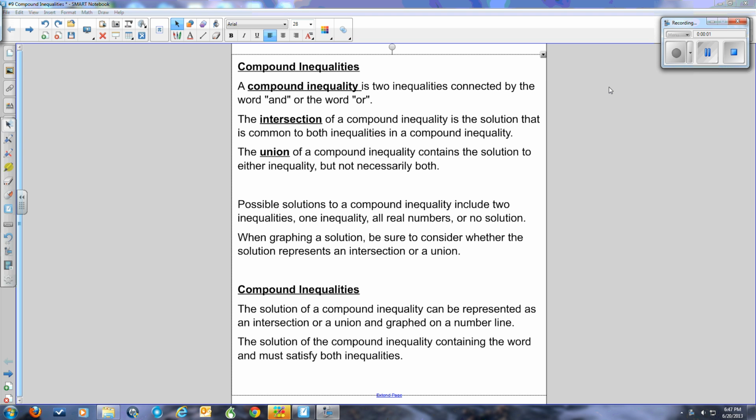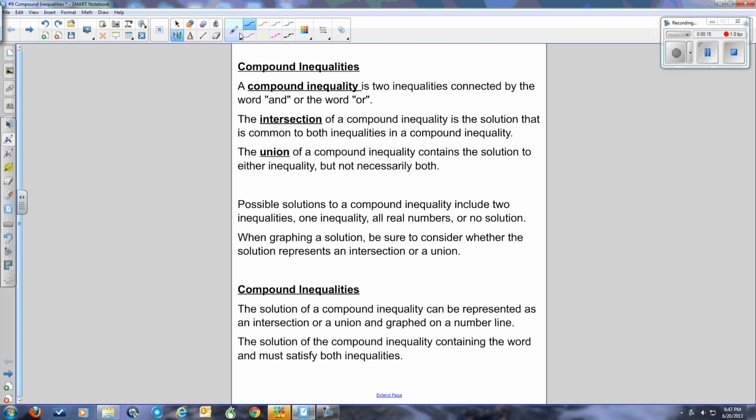Today we're going to be talking about compound inequalities, and I have quite a few definitions to go over. A compound inequality is two inequalities connected by the word and or by the word or. So that's what's important here, the word and and the word or. The intersection of a compound inequality is the solution that is common to both inequalities in a compound inequality.